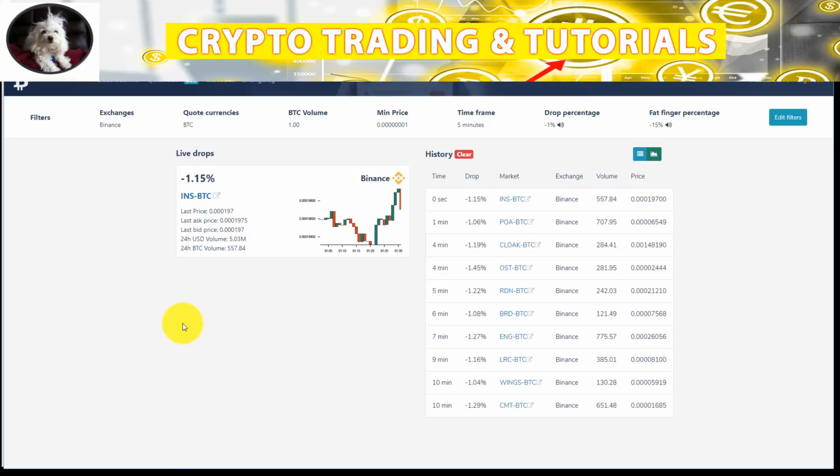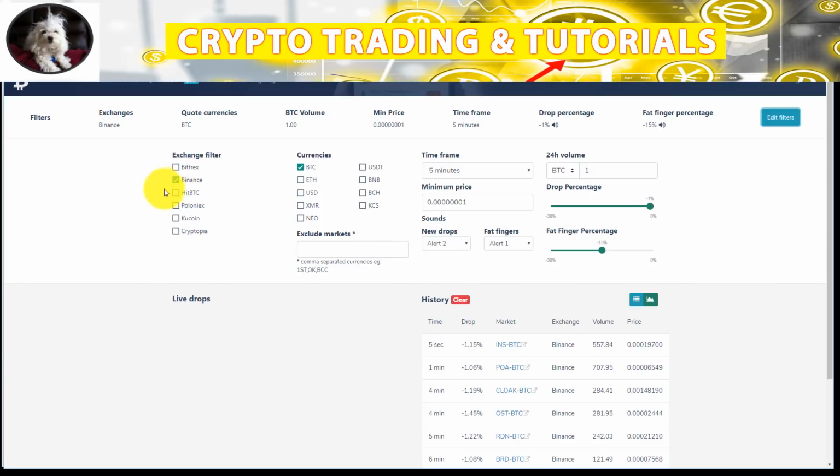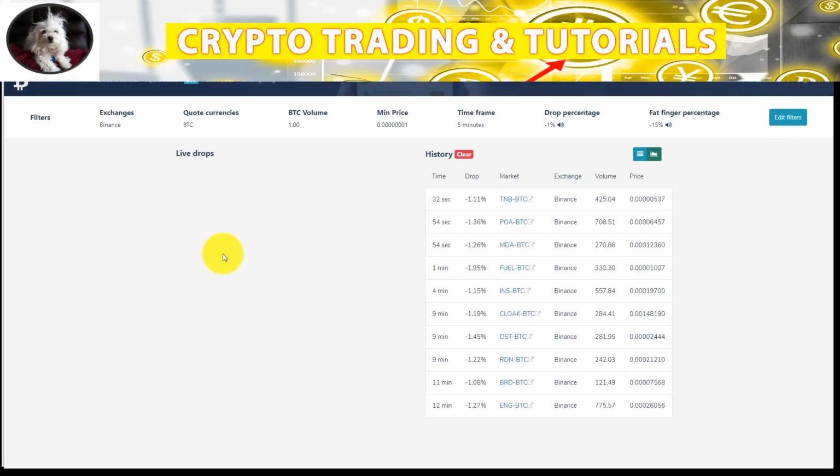Now what you want to do on this scanner is go to edit filters and set the filter drop percentage to 1%. Okay, so set it to 1%. You can only use this tool on Binance right now, so select Binance. And then what will come up is the various times that these assets will actually drop, right?